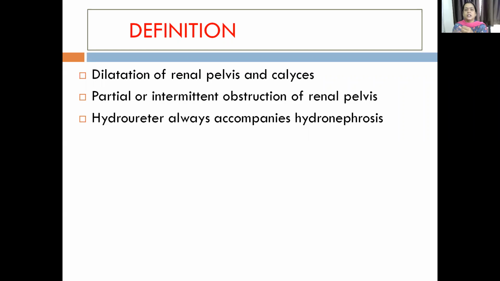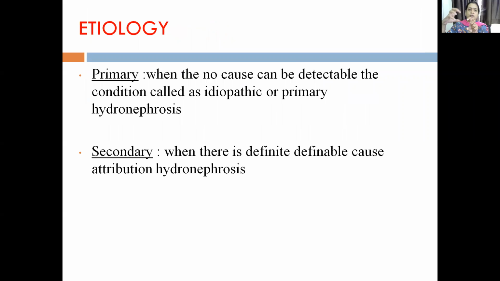So the same thing happens here with the kidney. Whenever there is a partial or intermittent obstruction of the renal pelvis, the urine that is formed will try to blow out the kidney. So there is dilatation happening because of the obstruction. Usually hydronephrosis is accompanied by hydroureter.